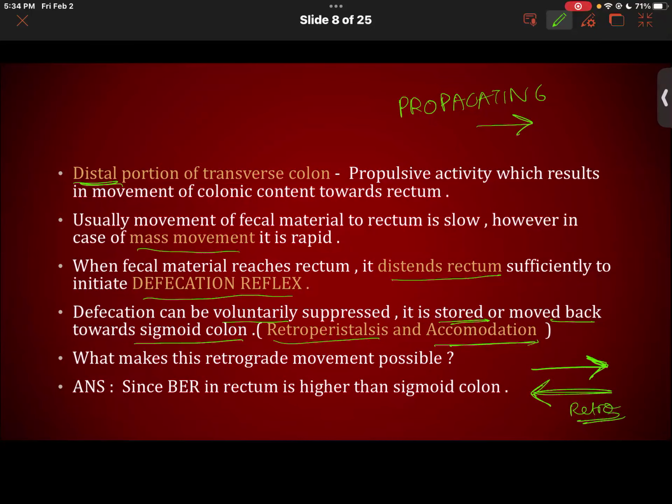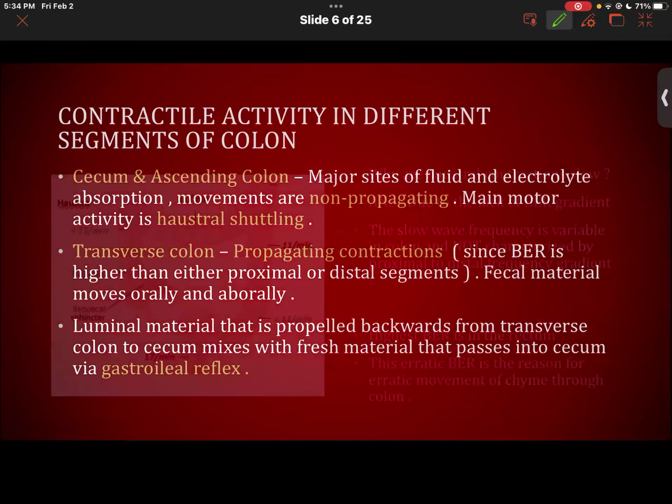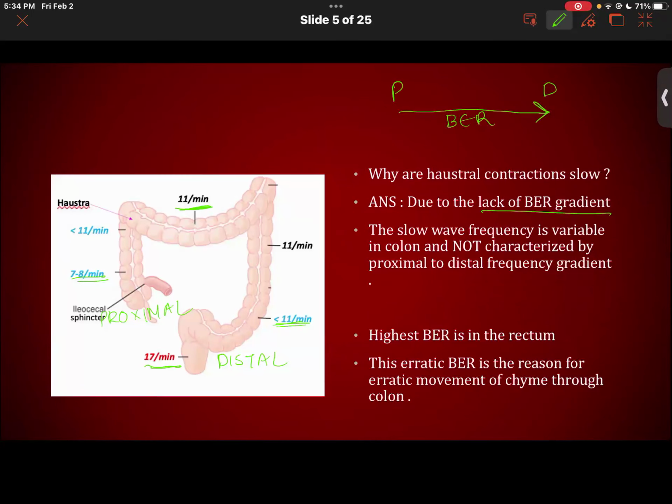I don't know if you guys remember that one diagram, so I will go back till I find it. Okay, here we go. In the rectum, it's 17, and in the sigmoid colon, it's less than 7. So you can see there's a difference, and that's why it can move backwards this way.